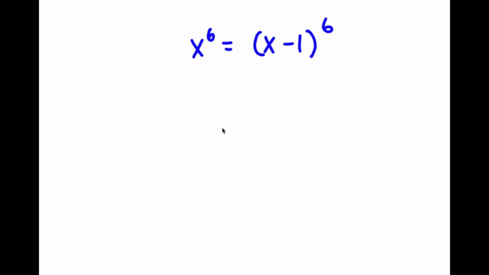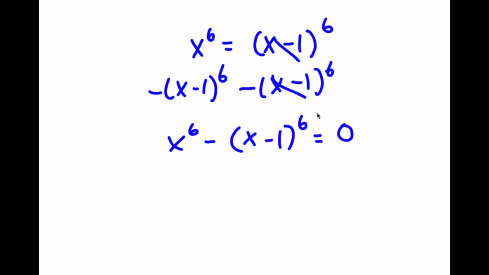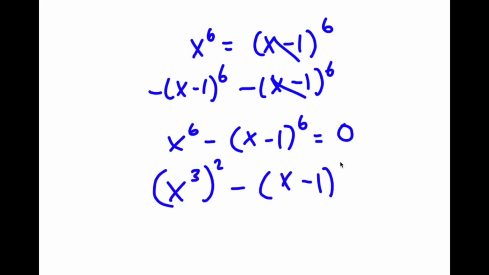Alright, so in this problem, I have x to the power of 6 is equal to (x minus 1) to the power of 6. So I'm going to first start by subtracting (x minus 1) to the power of 6 on both sides. So these two cancel out, and I get x to the power of 6 minus (x minus 1) to the power of 6 is equal to 0. Now I'm going to rewrite this as (x to the power of 3) squared minus ((x minus 1) to the power of 3) squared is equal to 0.